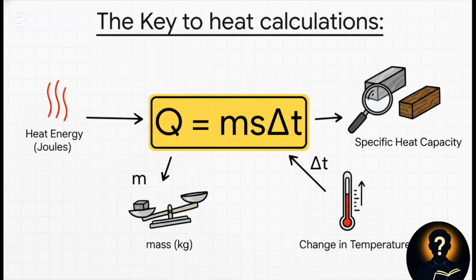And this brings us to probably the most important formula you'll use in this chapter. Seriously, put a big star next to this in your notes. Q equals m s delta T. Let's break that down. Q is the amount of heat transferred. m is the mass of the substance. s is that secret code we just talked about, the specific heat capacity. And delta T, that little triangle T, just means change in temperature. This formula is your key to solving a ton of problems.